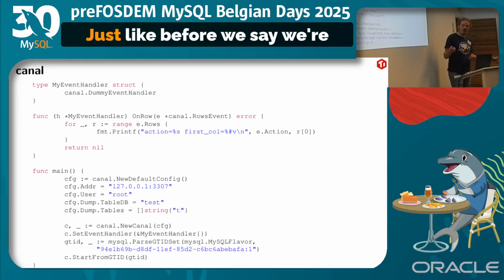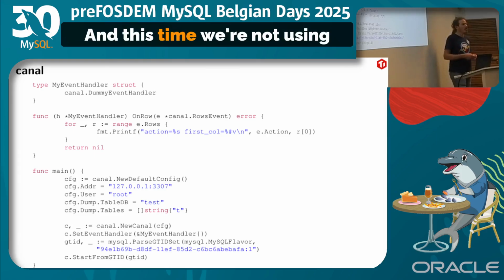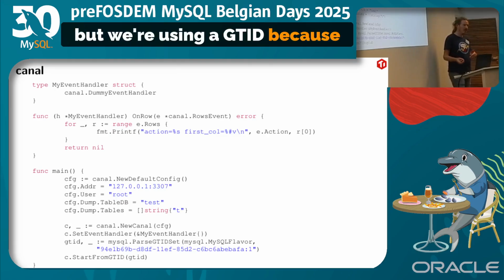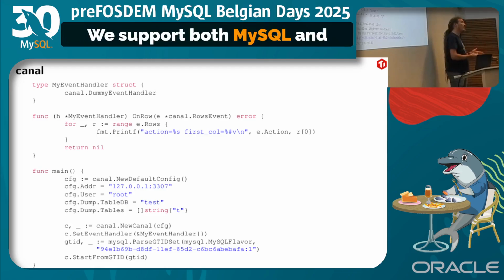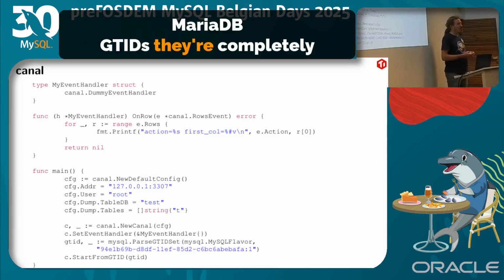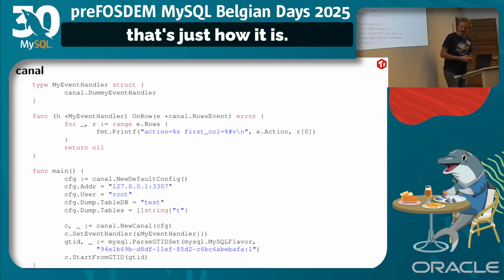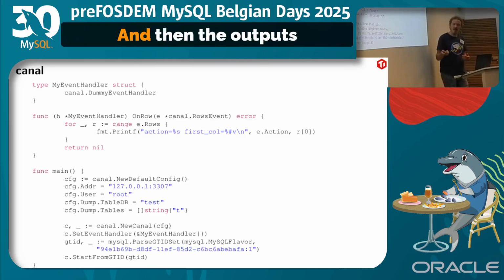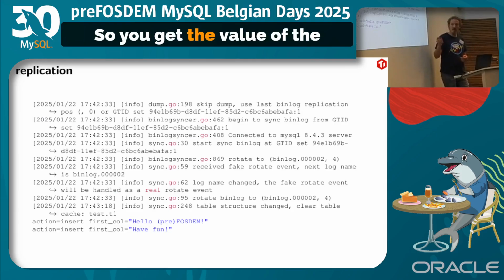We are connected to a server, just like before. We say we're only interested in the table T. And this time we're not using a file name and position, but we're using a GTID, because we are free to do either way. We support both MySQL and MariaDB GTIDs. They're completely different, which is really nice, but that's just how it is. And then the output looks like this. So you get the value of the first column printed again.